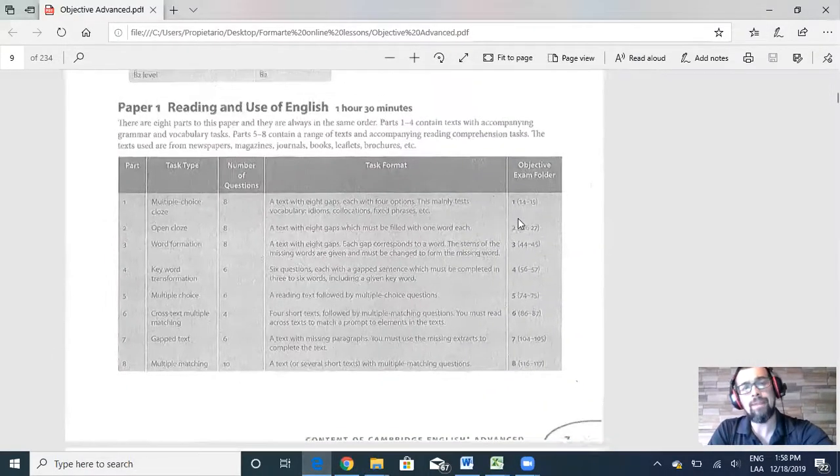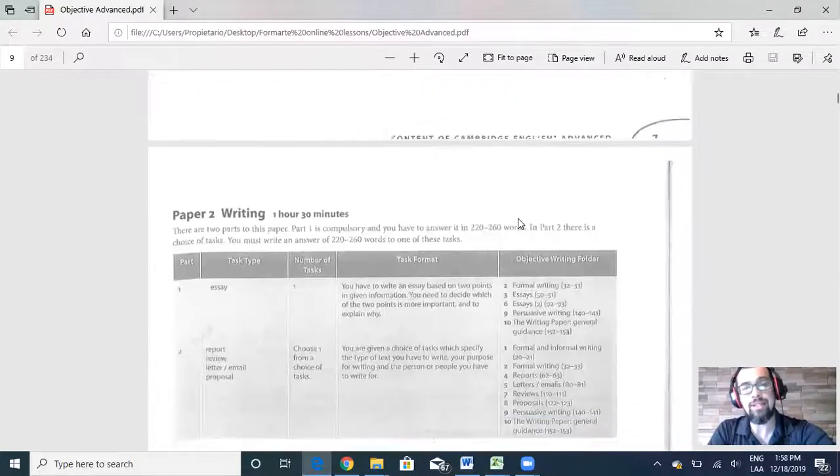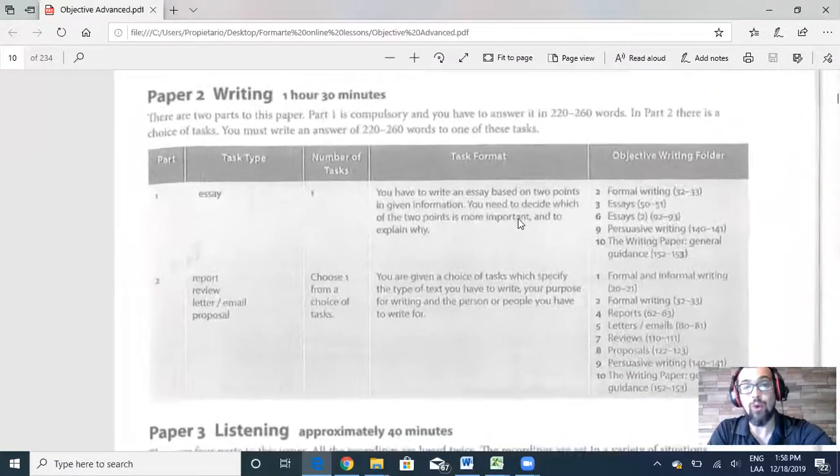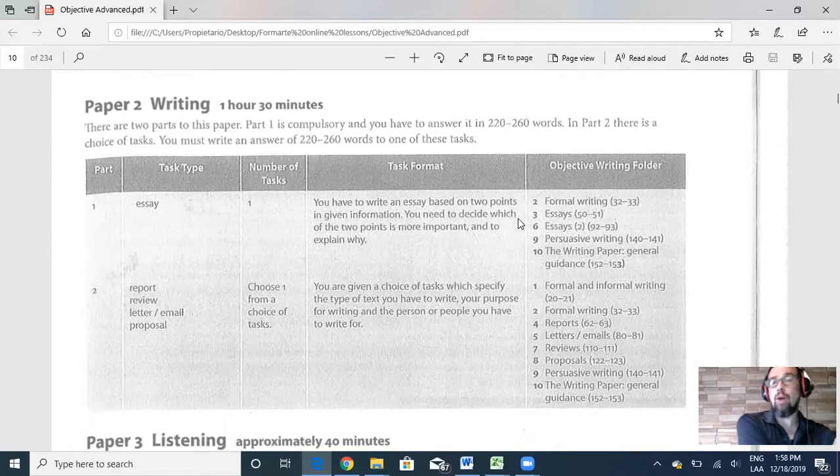Also, this is going to be 1 hour and 30 minutes. Then you're going to have a writing test in this course, or in this C1 level. In part 1, you always need to write an essay. So that's something you always need to do in part 1, write an essay. For both of the tasks, you need to write between 220 and 260 words.